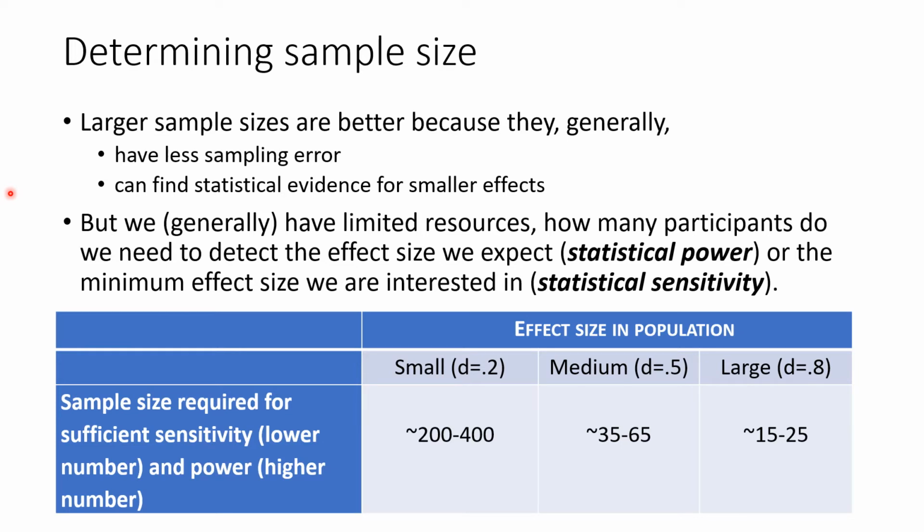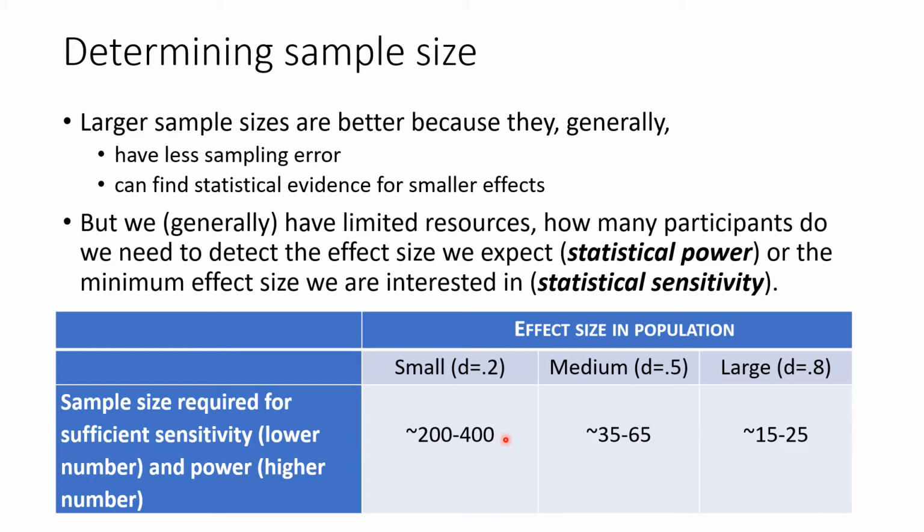Because you have an effect size reported in the literature, and you want to try and see if you can find that same effect size, you would want to use statistical power. And in this chart down here, that means if you're trying to find a large effect, you would want to use 25 people. If you're trying to find a medium, you would want to use 65. If you're trying to find a small, you're going to need 400 people. That's statistical power.